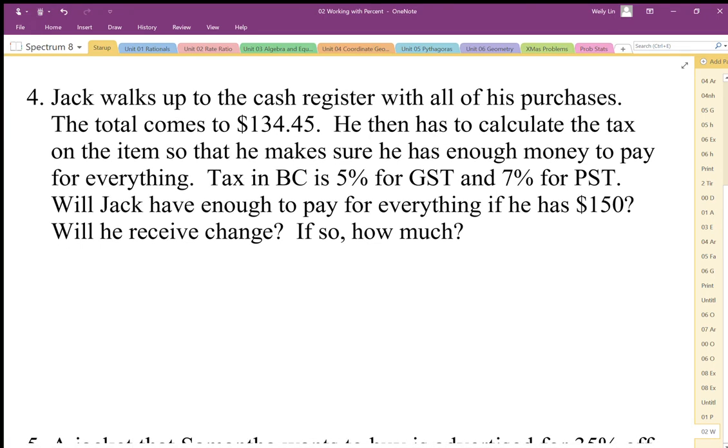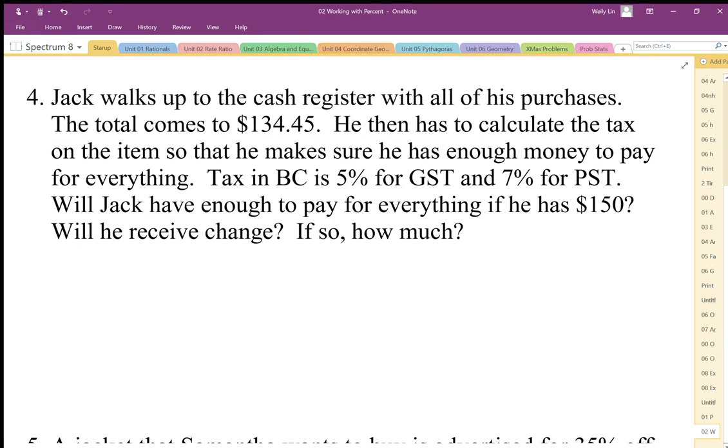So it says here Jack is buying a total of items that's $134.45, and he has to calculate the tax to pay on everything. So the tax in BC is 5% for GST and 7% for the provincial sales tax. So it's a total of 12%.